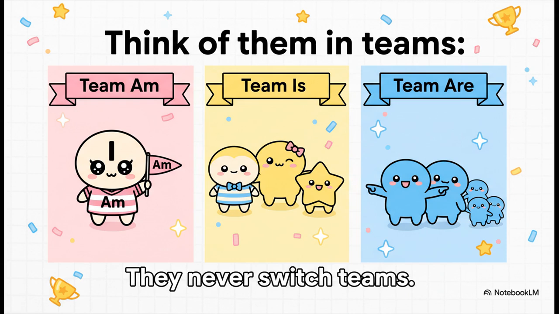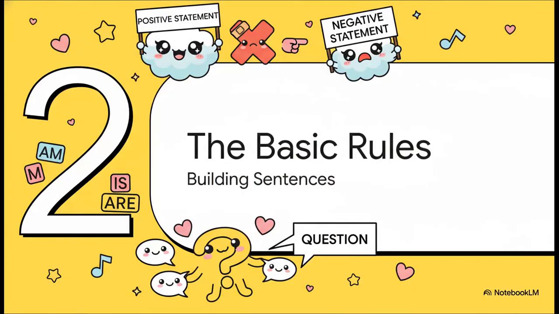I is always on team M. He, she, and it, they're on team is. And finally, you, we, and they make up team R. And listen, these teams are loyal. They never switch players, ever. Okay, so we've got our teams.